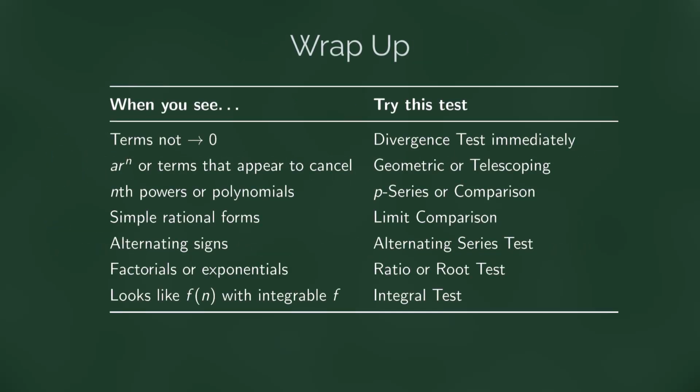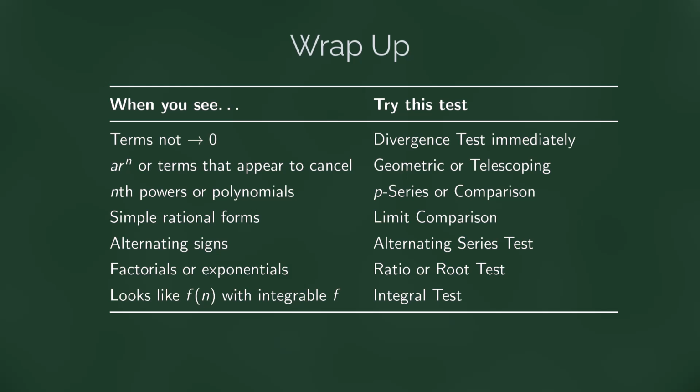We'll wrap up with a table that hopefully synthesizes some of what we've talked about here. If you have a series whose terms don't go to 0, you can apply the divergence test immediately. Next, you should look for familiar patterns, a times r to the n, or terms that appear to cancel, and consider a geometric or telescoping series. If it's not one of those, you can look for nth powers or polynomials, in which case you'll consider using a p-series test or a comparison test.